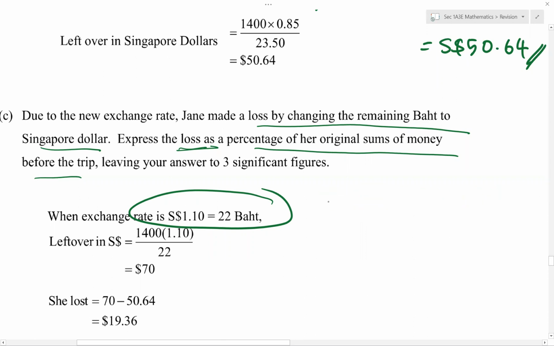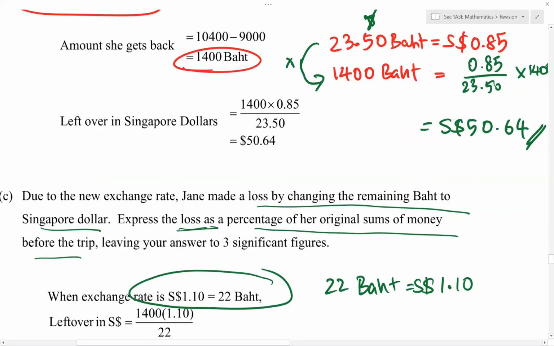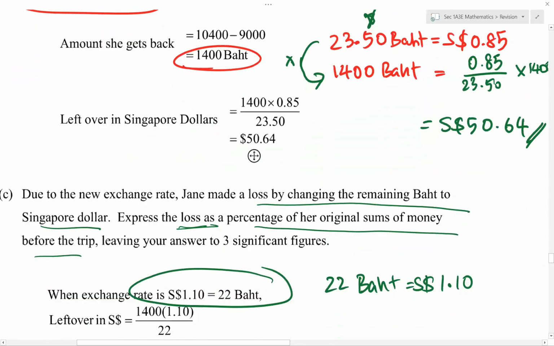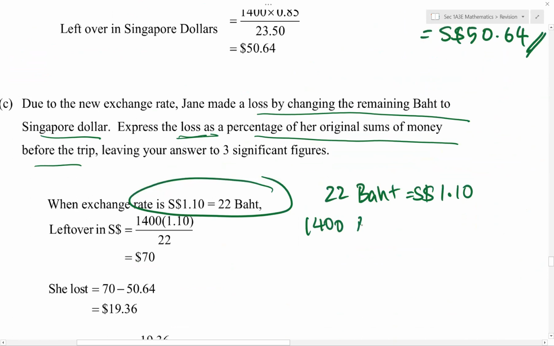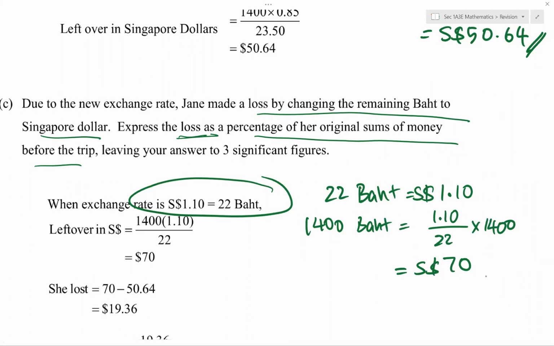Wait, let me switch it on. 22 baht equals $1.10. So we had a leftover of how much? 1,400 baht equals 1.1 divided by 22 times 1400. She was supposed to get back $70. This $70 is the amount she's supposed to get back under the first exchange. Okay?